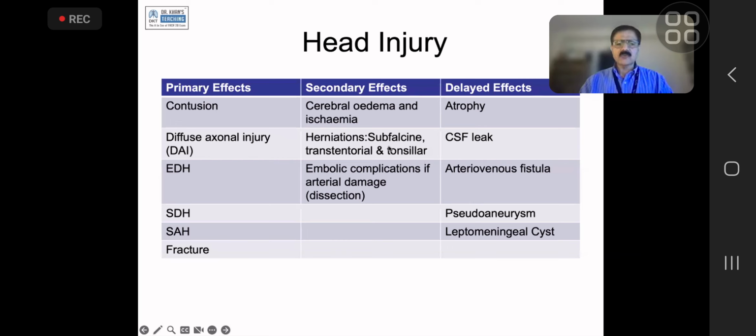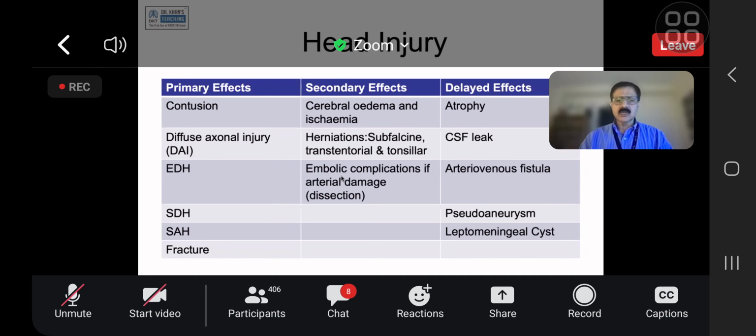And of course, there can be secondary edema, ischemia, etc. And there can be things like dissection. And these are the delayed effects of trauma. Everything is extremely important for the exam. But I just want to confine myself to the present case.